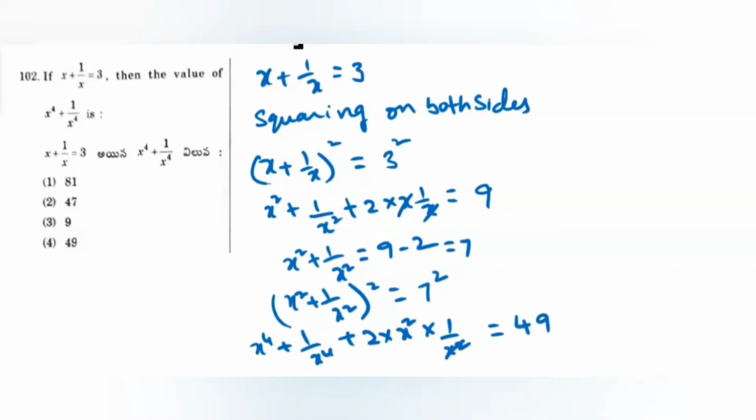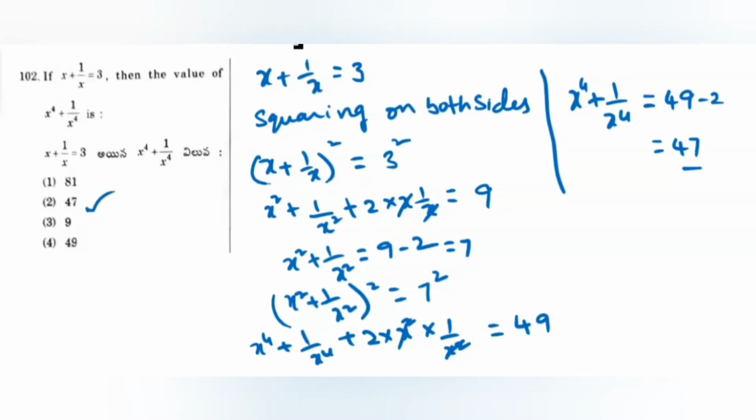Now x square gets cancelled. So we have here x power 4 plus 1 by x power 4 is equal to, sending 2 to the other side, we will get 49 minus 2, which gives you 47. So x power 4 plus 1 by x power 4 is nothing but 47. So our option is 2.